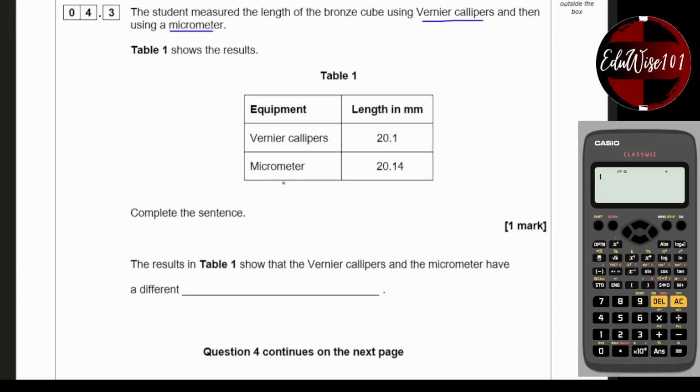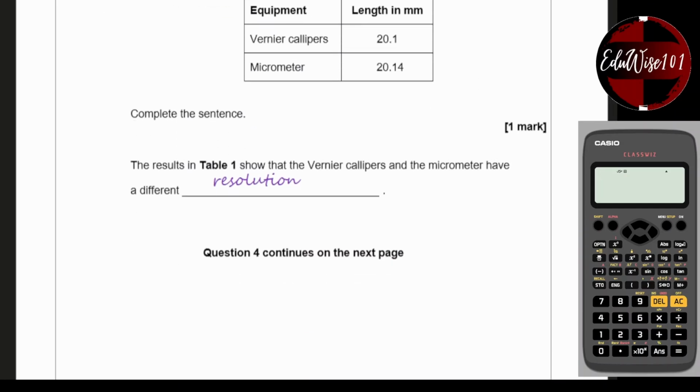Now, I used the word accurate. It's not entirely correct, because the question is asking, complete the sentence. The results in table 1 show that the vernier caliper and the micrometer have different what? Now, it's not accuracy, because it's to do with the number of decimal places. It's to do with the resolution, how precise it is. So they have different resolution. The micrometer has a higher resolution than the vernier calipers. Next question.